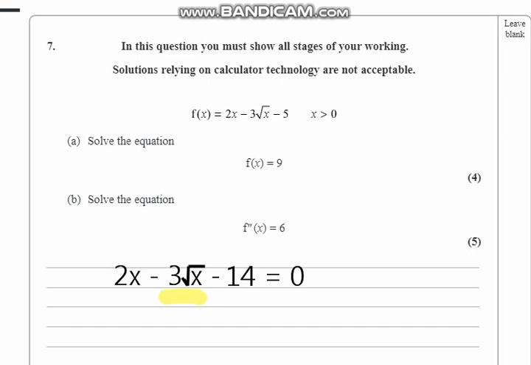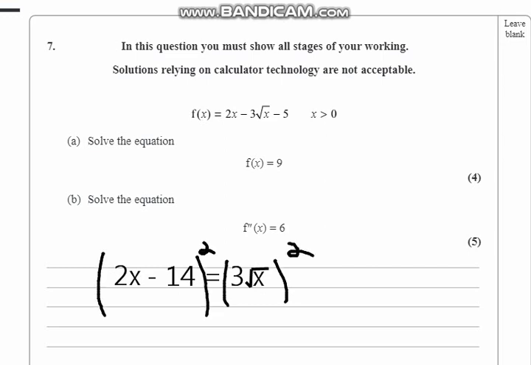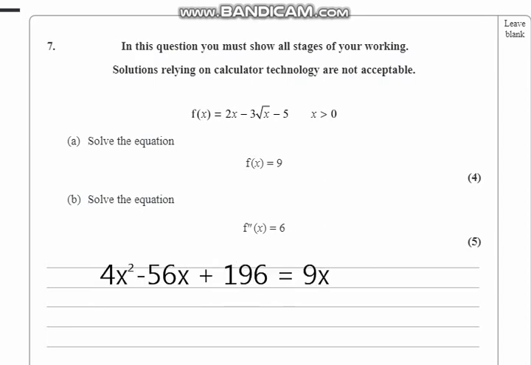So what I'll do is take all the values to the other side and minus 3x to this side. There you go, 2x minus 14 on one side and 3 root x on the other side. Now to remove the root of anything, we simply square it. So I'll square both sides here, and after squaring I'll get something like 4x squared minus 56x plus 196 equal to 9x, bringing the x terms, the same terms, to the other side.